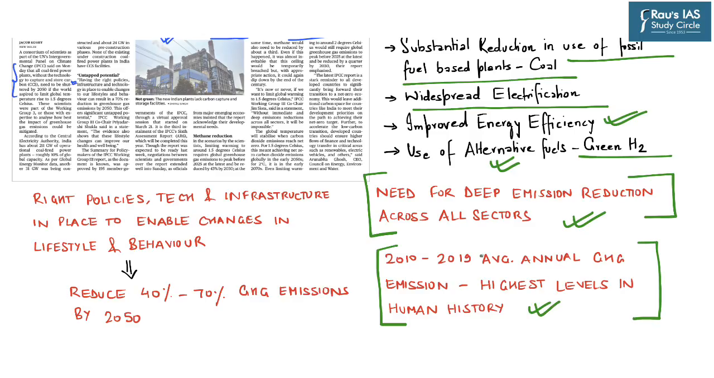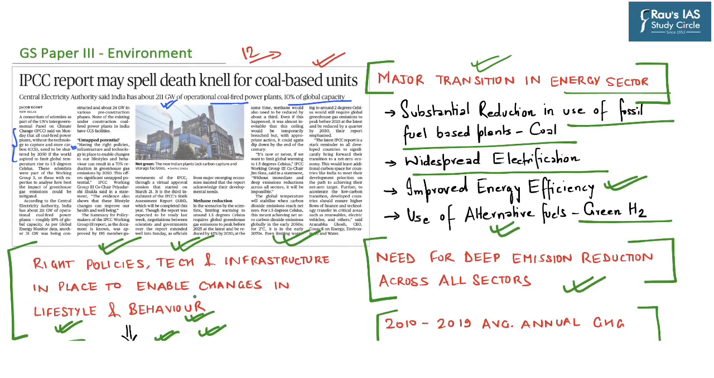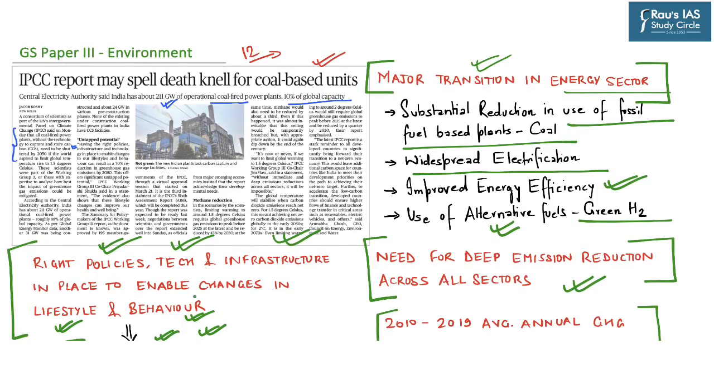history. Now, despite this warning, the IPCC in its report has stated that if the right sort of policies are pursued with respect to the use of the right kind of technology and infrastructure, if it is in place, then such policies, technology and infrastructure together will help to make changes in our lifestyle and also behavior. And this change will help to reduce greenhouse gas emission from 40% to 70% by 2050. So these are some of the important highlights of the report of IPCC.